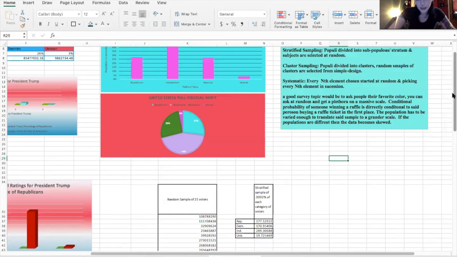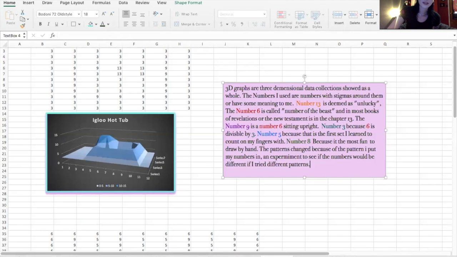Let's see. Conditional probability of someone winning the raffle is directly conditional to said person buying a raffle ticket in the first place. The population has to be varied enough to translate said sample to a grander scale. If the populations are different, then the data becomes skewed. And perspective.